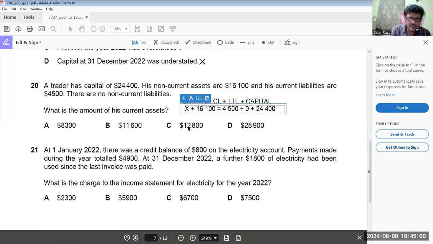Now what we have to do? 24,400 plus 4,500 minus 16,100. So 12,800 is going to be your amount of current assets. C option is the answer. Getting my point clear?